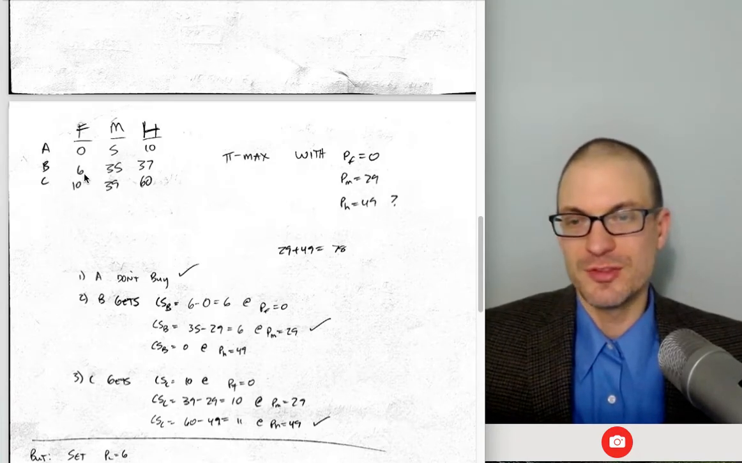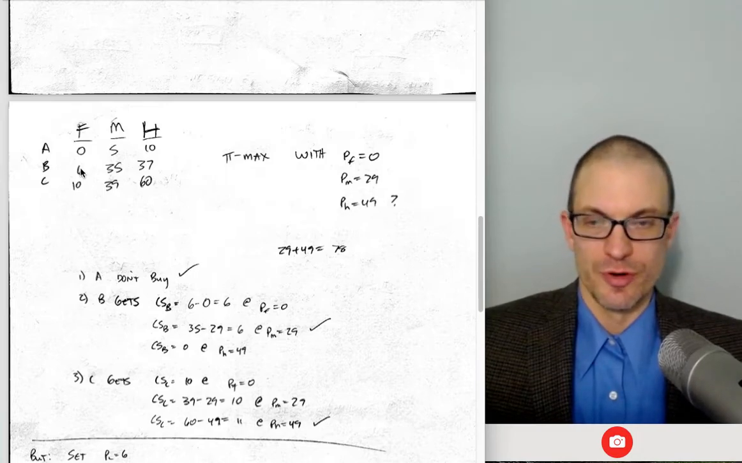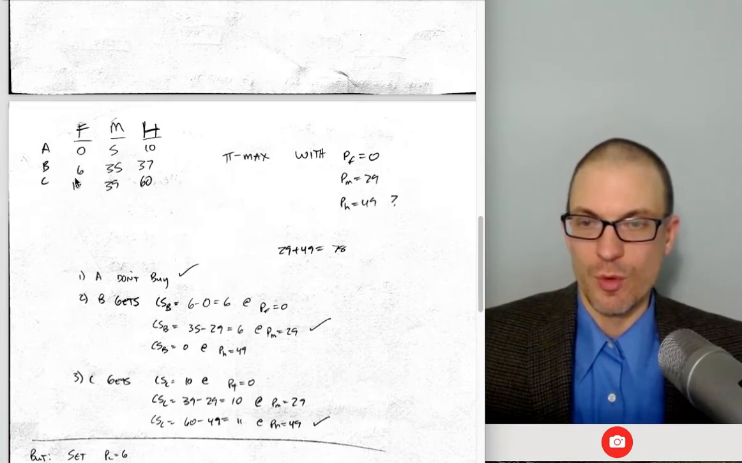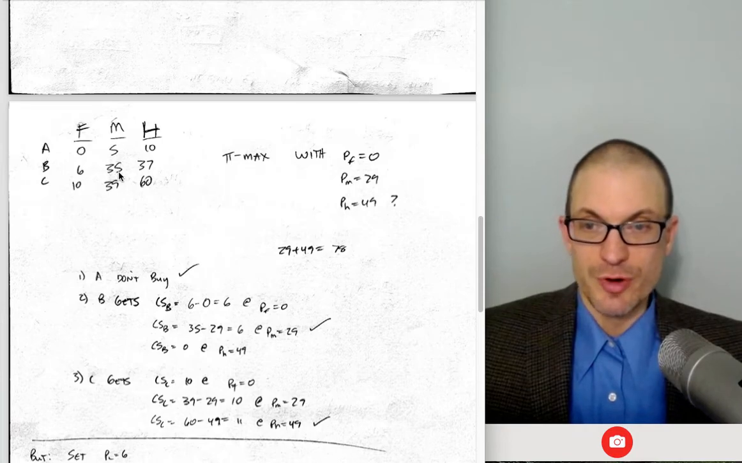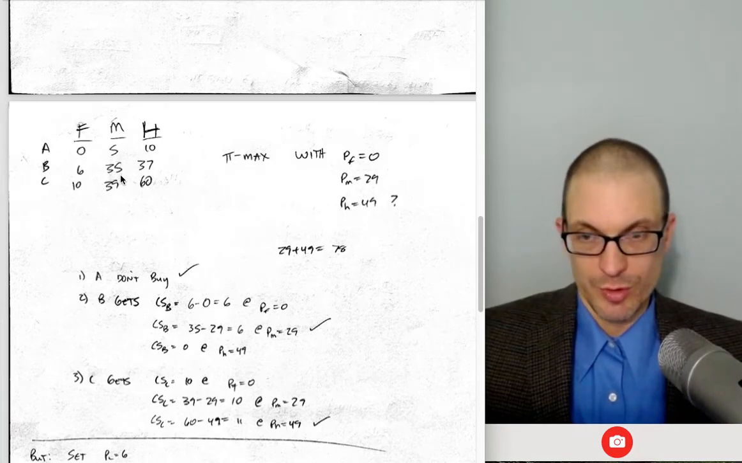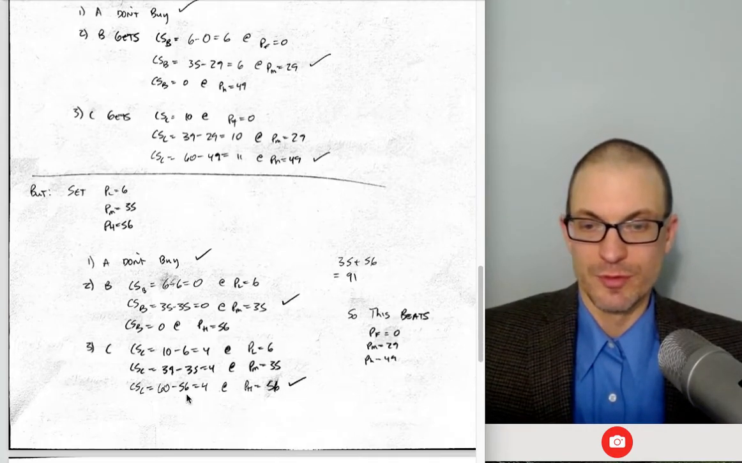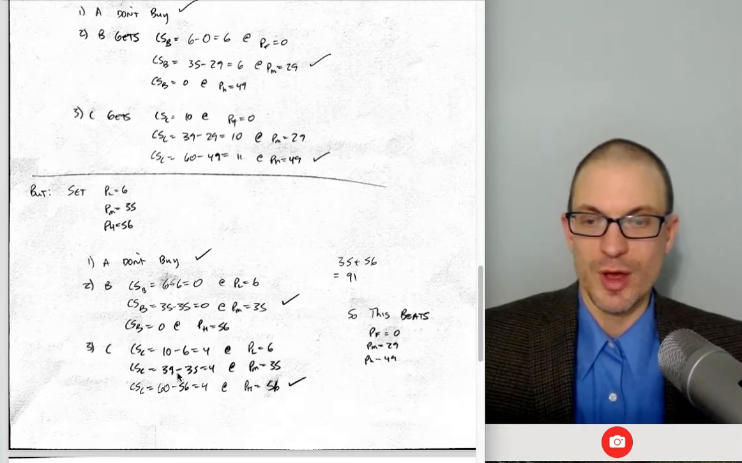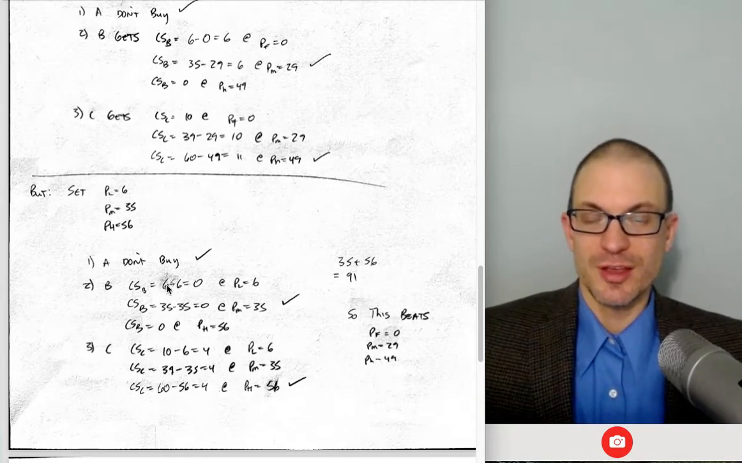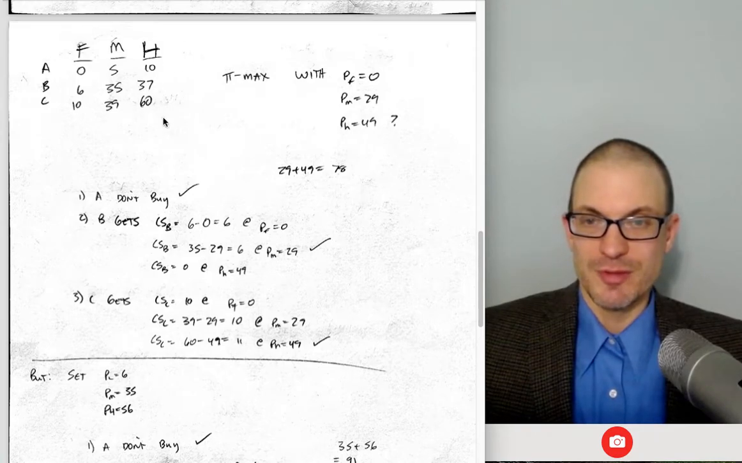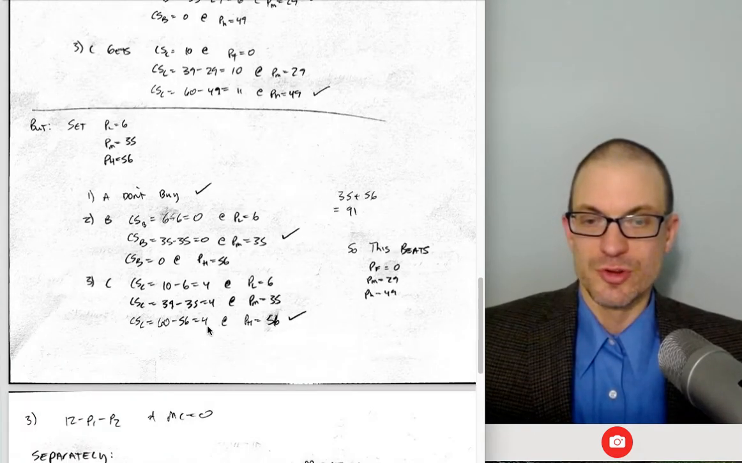Well, if they paid 6 for the lowest version, they'd come away with consumer surplus of 4. Also, if we charge them 35 for the medium grade, they'll come away with consumer surplus of 4 as well, right? So consumer surplus is going to be 4 either way, and at the price of 56, consumer surplus is going to be 60 minus 56. That's consumer surplus of 4.